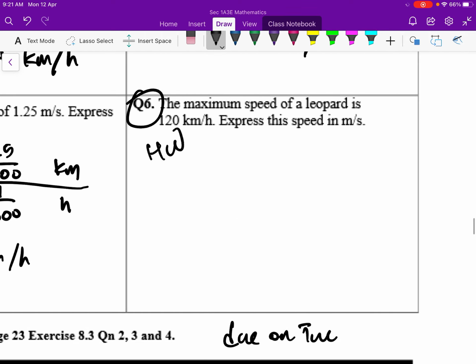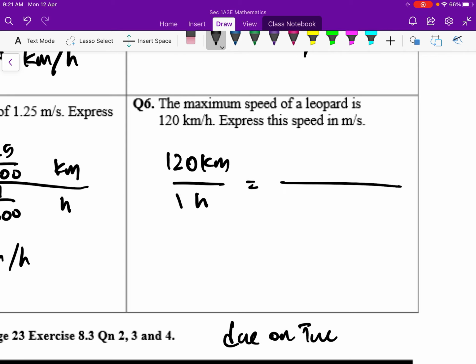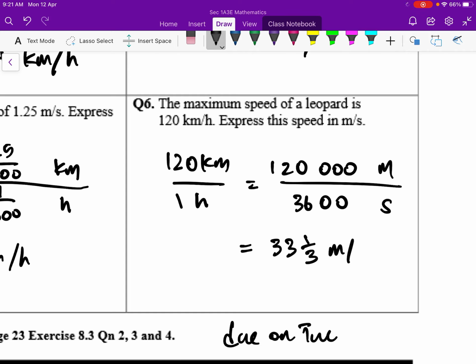Next, maximum speed of a leopard. Wow, really? Yeah, it sounds like it should be a cheetah, right? Okay, so 120 kilometers per hour in terms of meters per second. So 120,000 and 3600. So that gives us 33 and 1/3 meters per second.